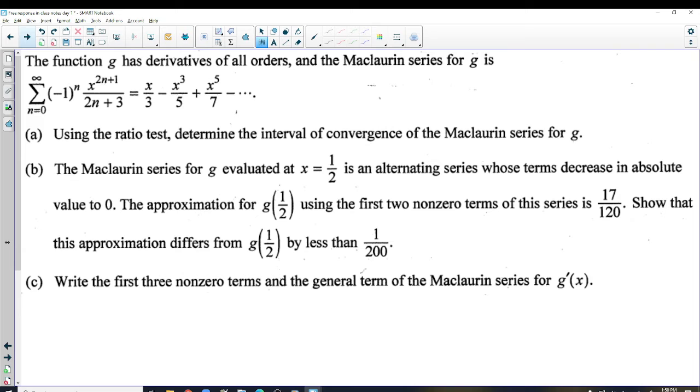The function g has derivatives of all orders, and the Maclaurin series for g is, they give you the sigma notation, they give you a few terms. A, using the ratio test, determine the interval of convergence of the Maclaurin series for g. They even tell you what to do there. And really, you only have two choices. You only have ratio test or it's geometric. That's the only really two choices you have. So thank you for telling us what to do, but we could have figured that out.